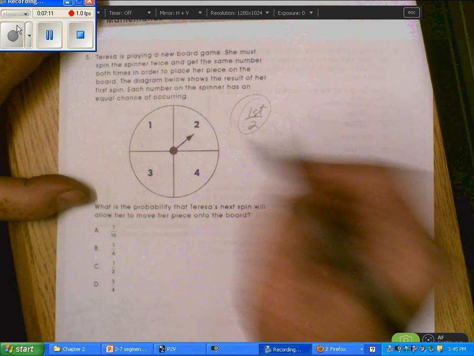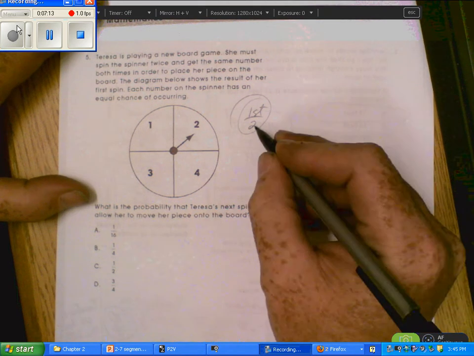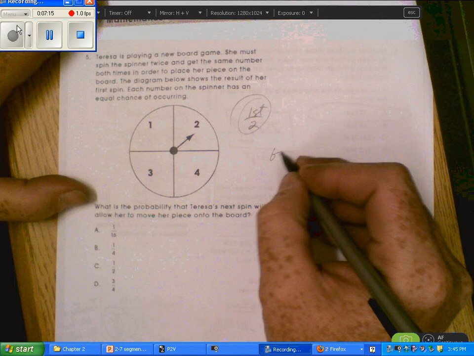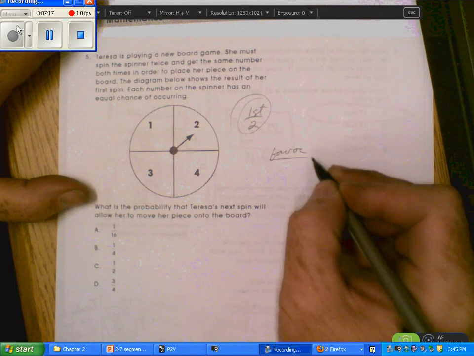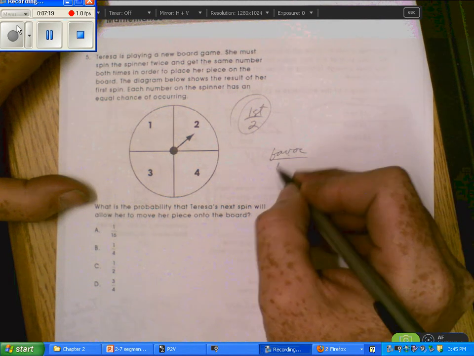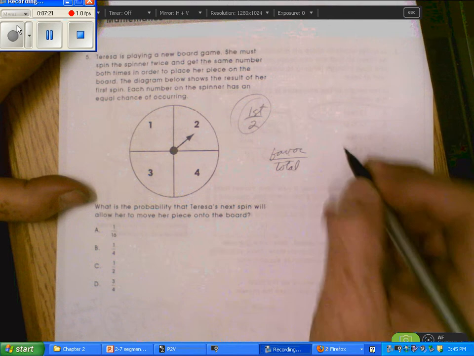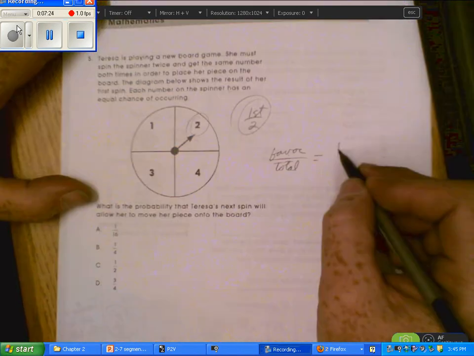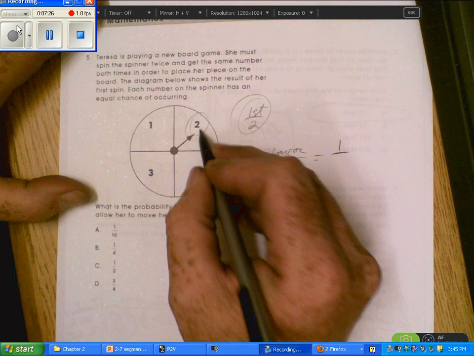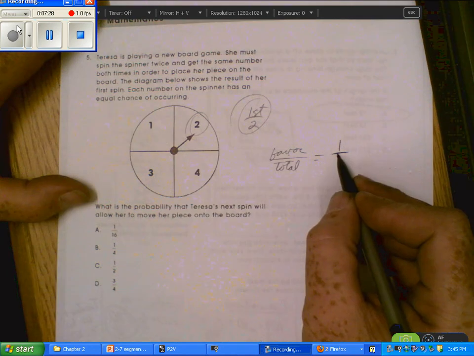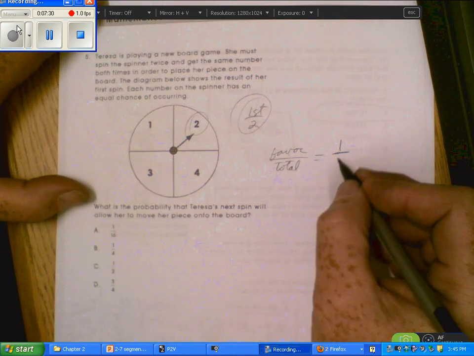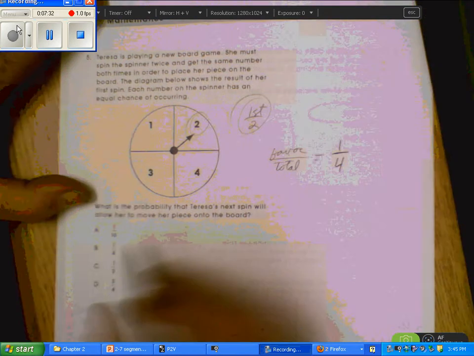Well, the first spin doesn't make any difference. All we care about is that she gets a 2 on the second spin. And with probability, it's always favorable outcomes over total outcomes. So her favorable outcomes, the only thing she can get to get out is a 2. So there's 1 of those. And there's 4 possible outcomes, so that's the total. That won't reduce any, so it's B, 1/4.